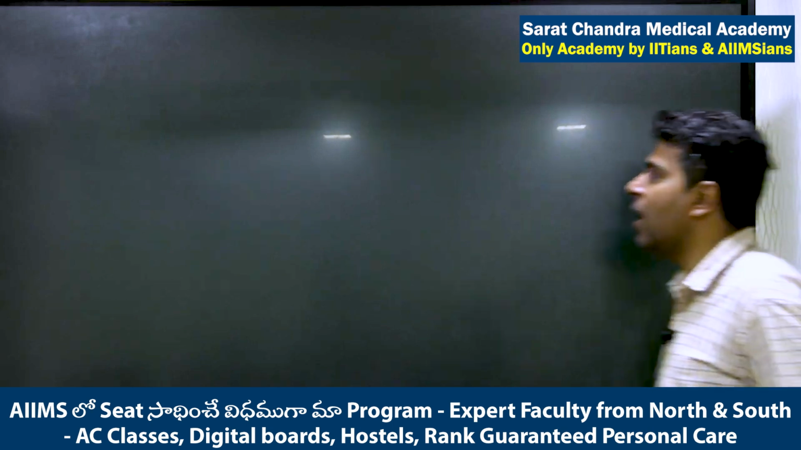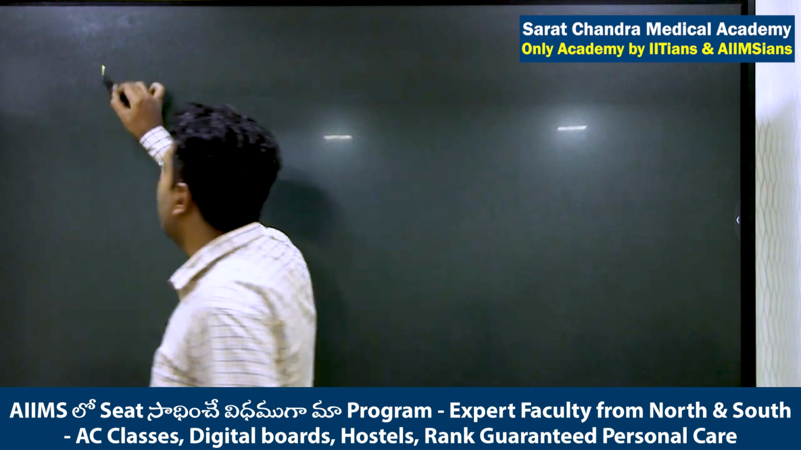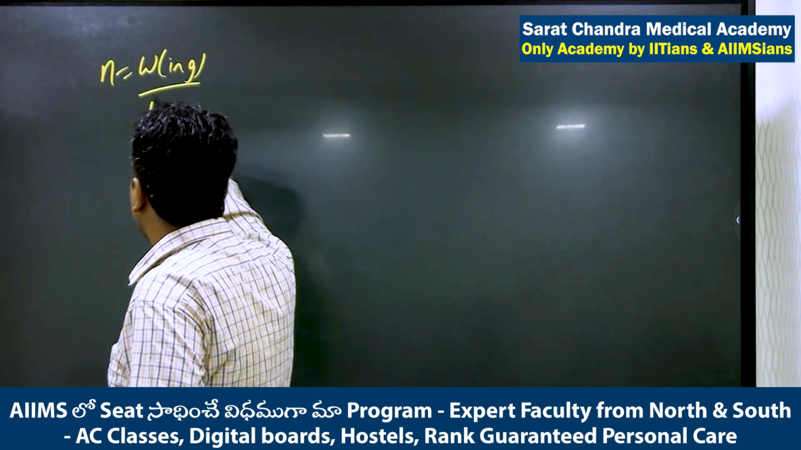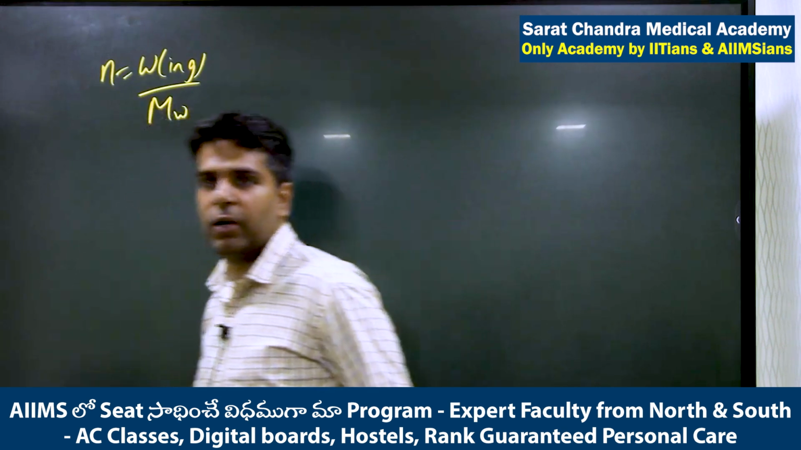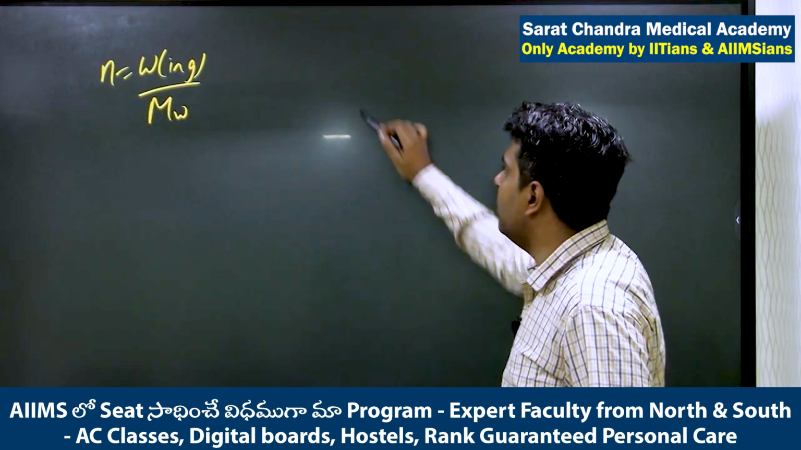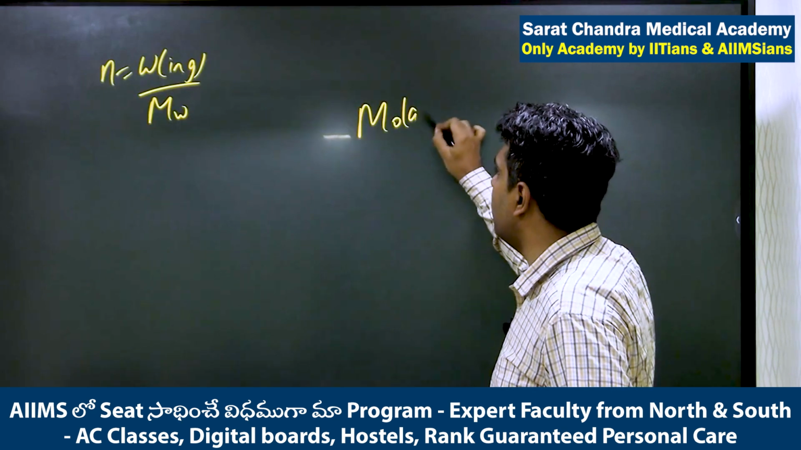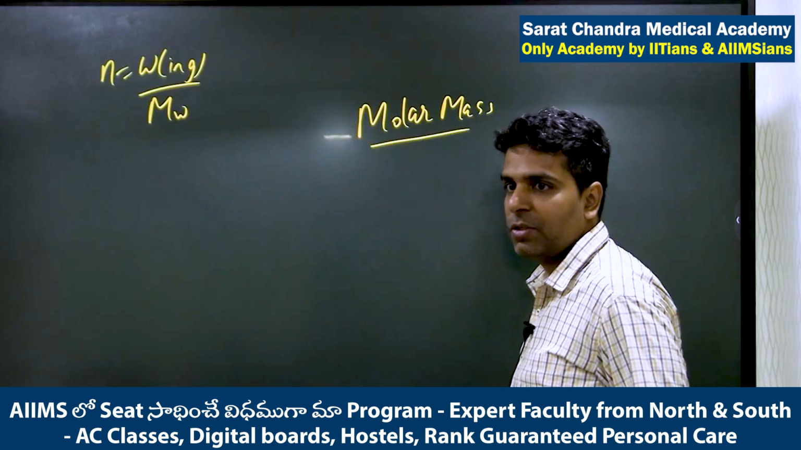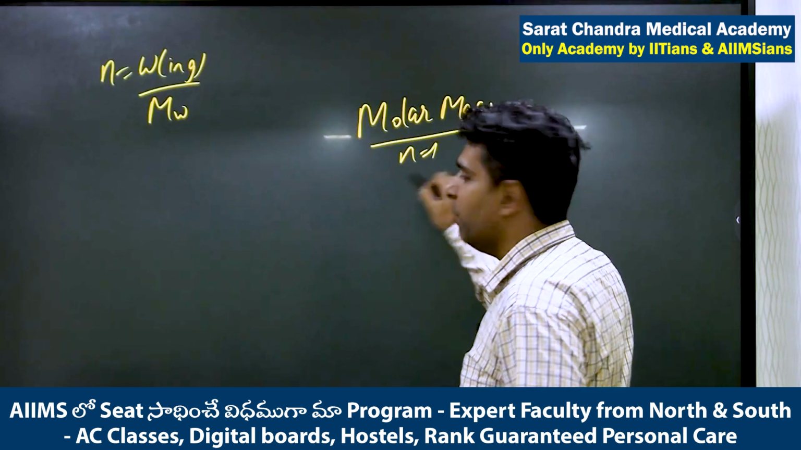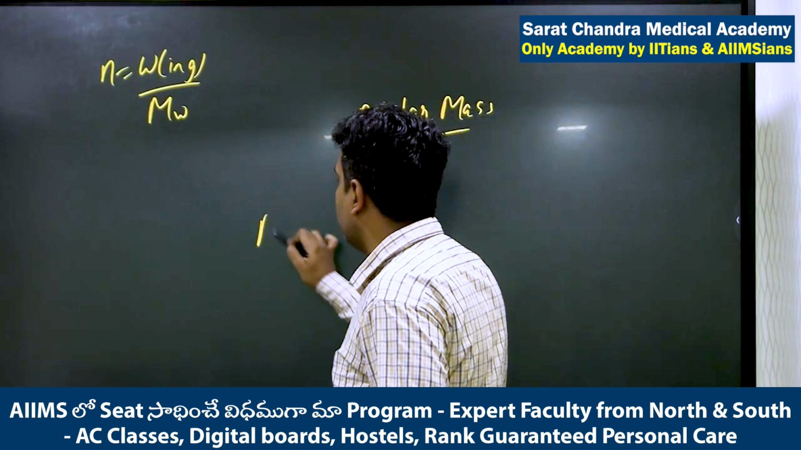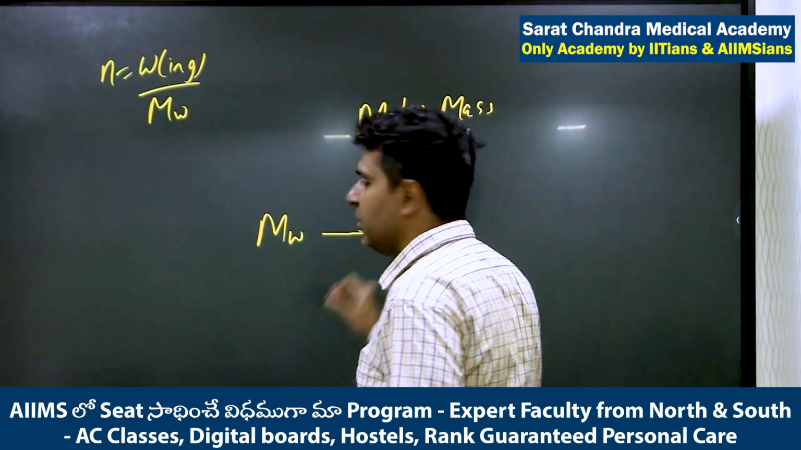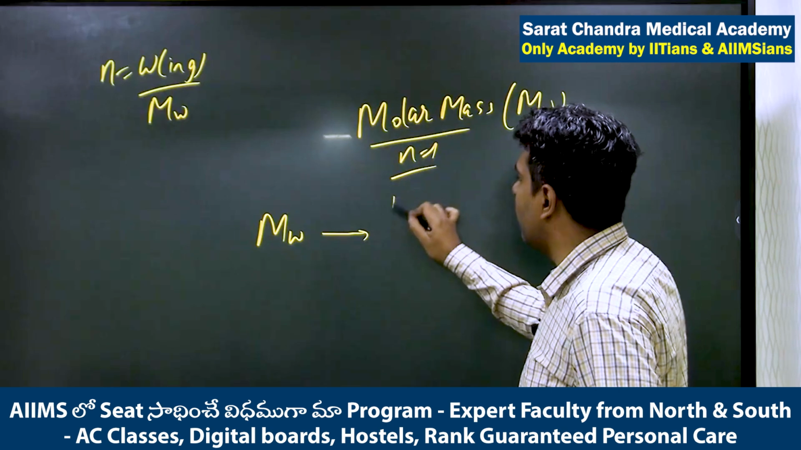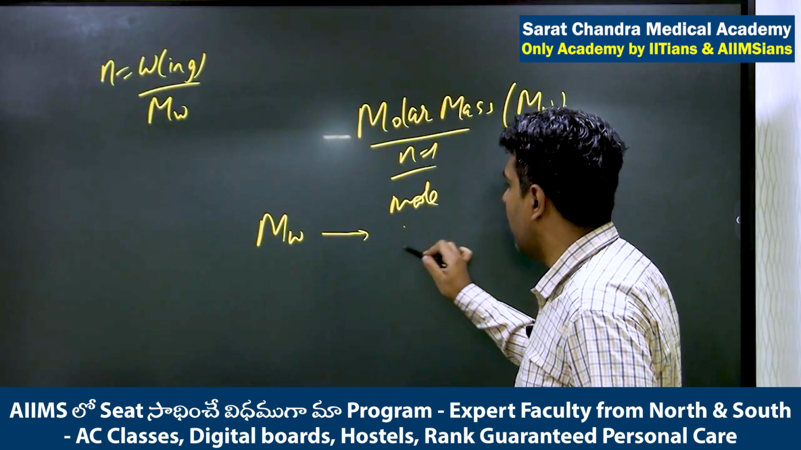Then the second formula to calculate number of moles is given mass in grams divided by molar mass or molecular weight of that substance. So this is based on the definition of molar mass. What is the definition of molar mass? Mass of 1 mole of the substance is the definition of molar mass. So suppose the molar mass of any substance is mW. So mass of 1 mole of the substance is mW.